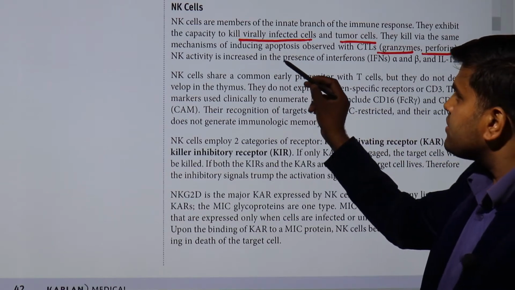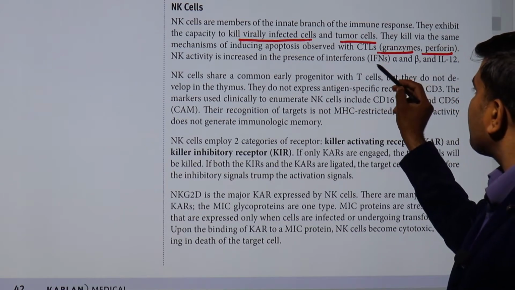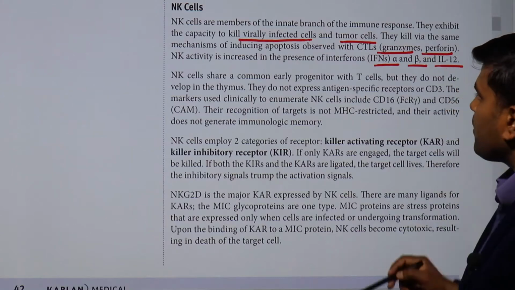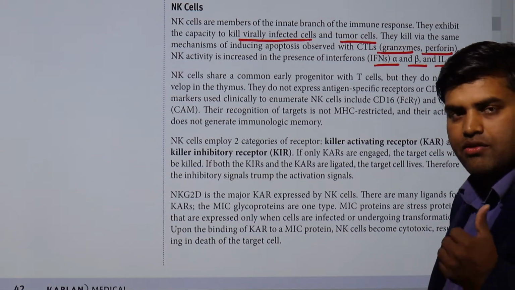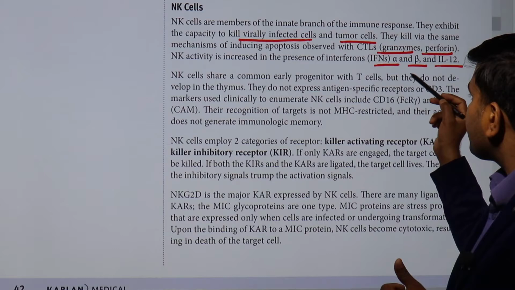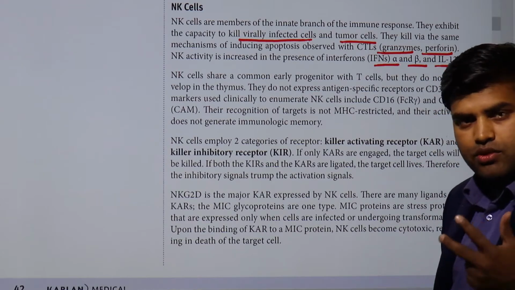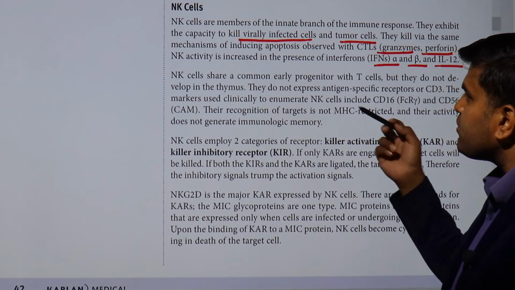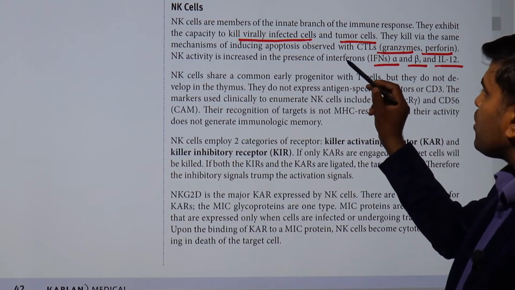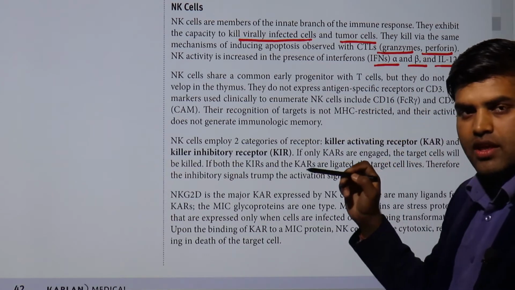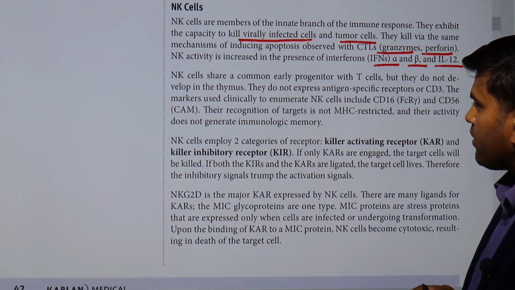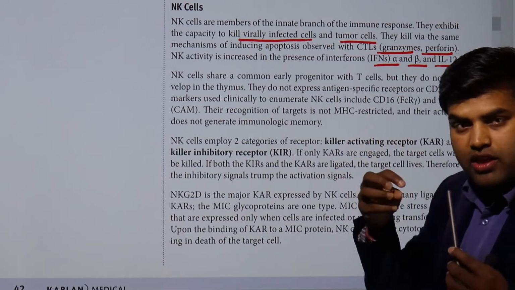NK activity is increased in the presence of interferon alpha and beta and interleukin 12. So these three things increase the activity of the NK cell, and they induce apoptosis like the cytotoxic T cell, through granzyme and perforin. Now, talking about how they kill the cell.